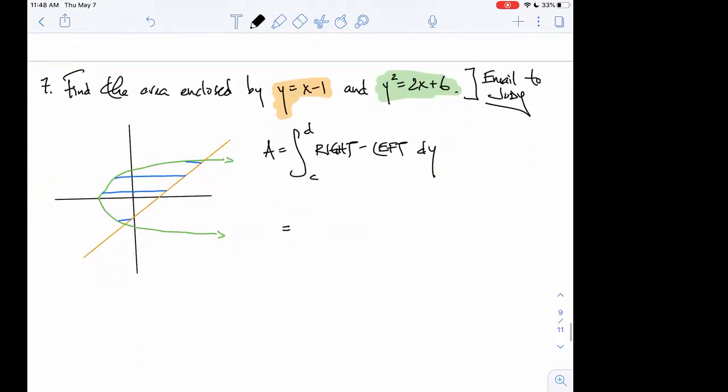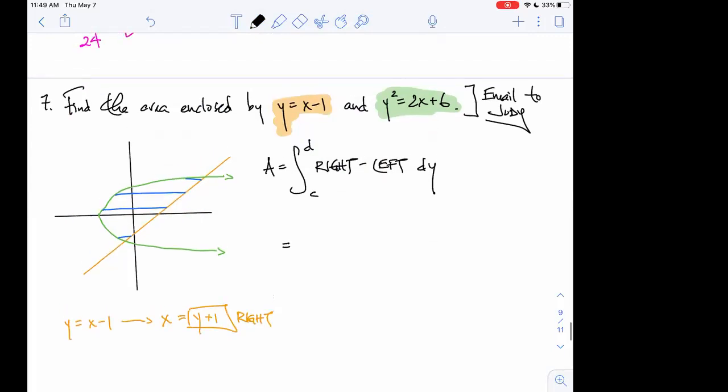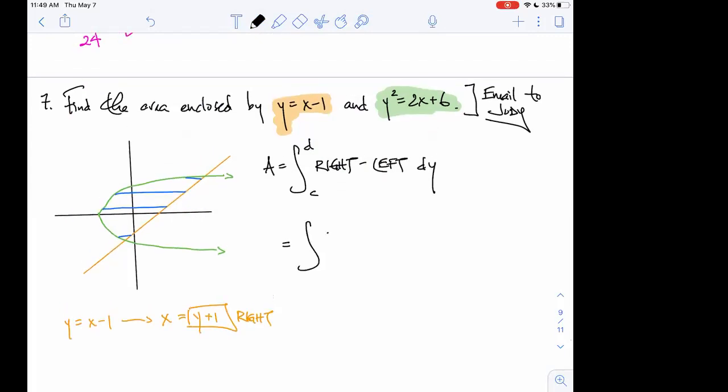Now, if we are trying to find the intersections here, I think we have to do a little bit of work. So what I might do is take my orange curve, which is y equals x minus 1, and isolate x. I'm going to get it in terms of y, and that gives me y plus 1. This is what I can put in for the right curve.